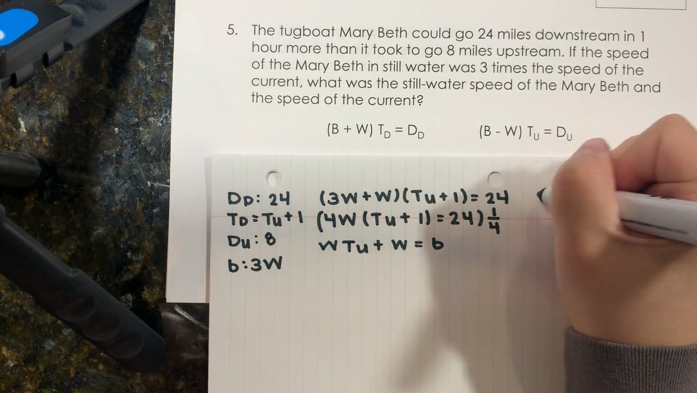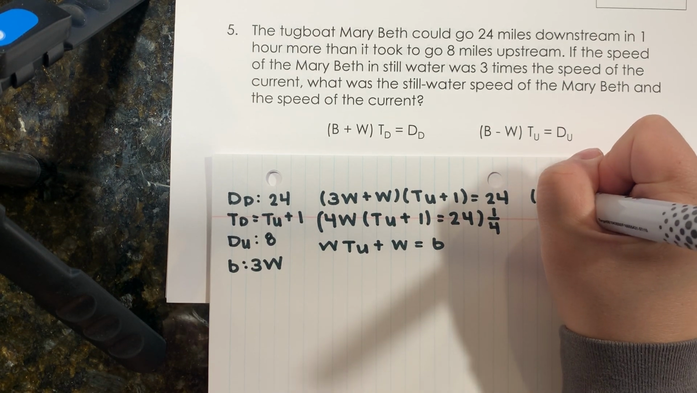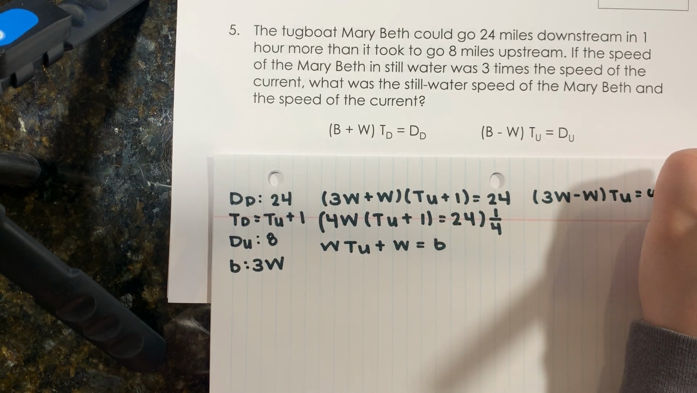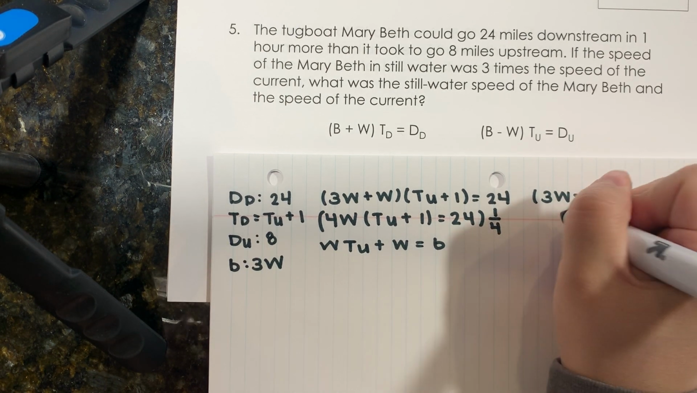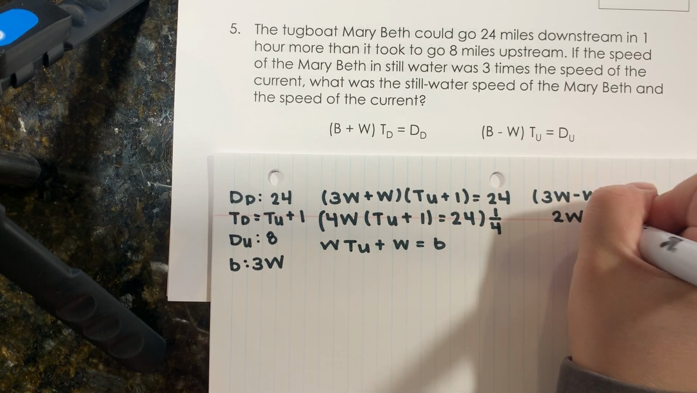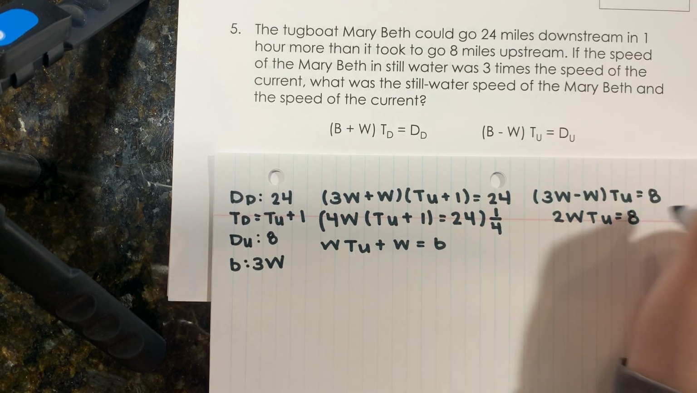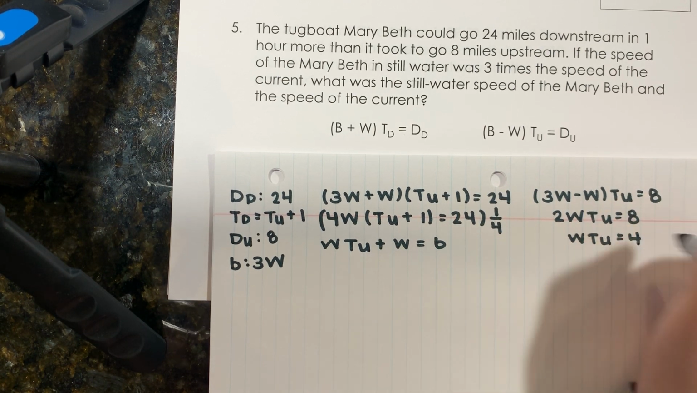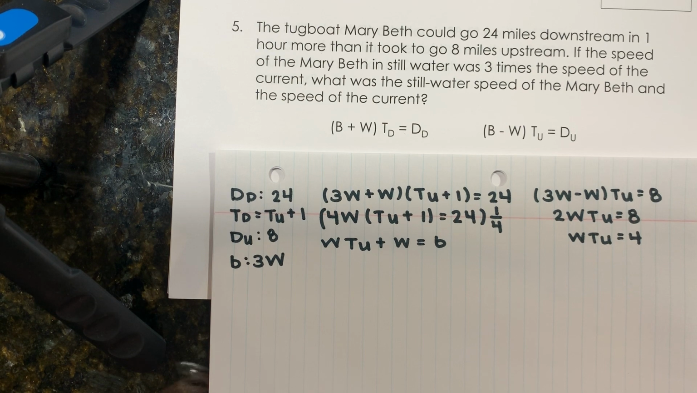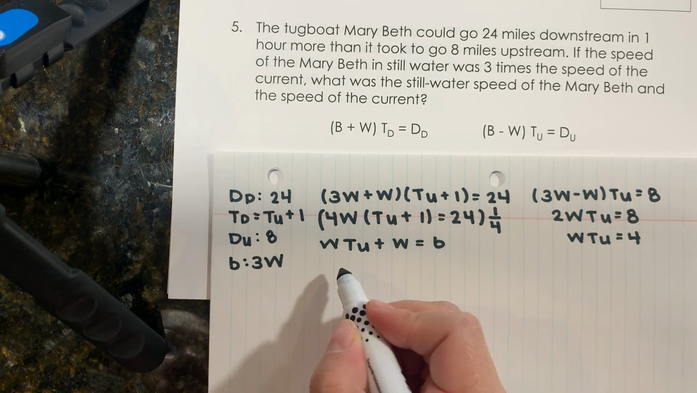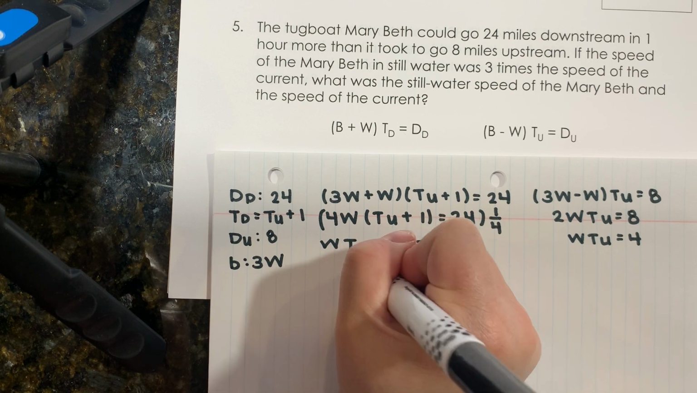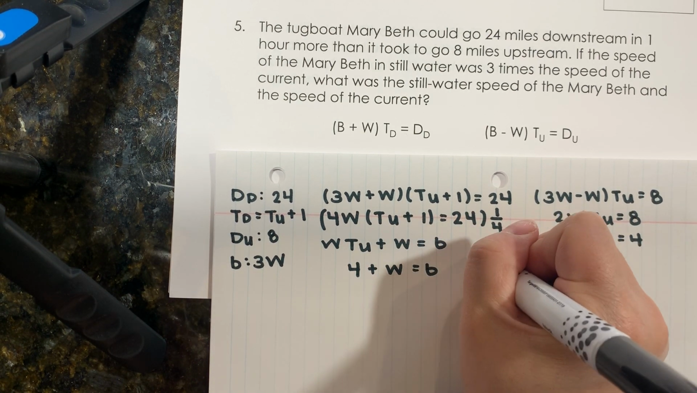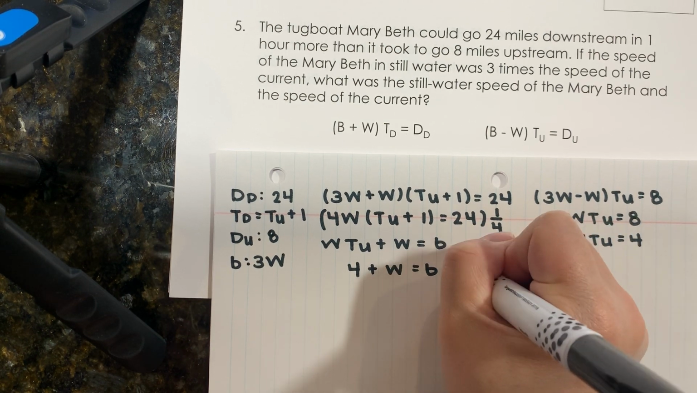Now for my upstream equation, I'm going to plug in my B, which is 3W, minus W times TU equals 8. 3W minus W would be 2W TU equals 8. And if you divide by 8, you get W TU is equal to 4. Once you know that, you can take the WTU is equal to 4 and plug it into this equation. So I have 4 plus W equals 6. So therefore, the speed of the current W is equal to 2.